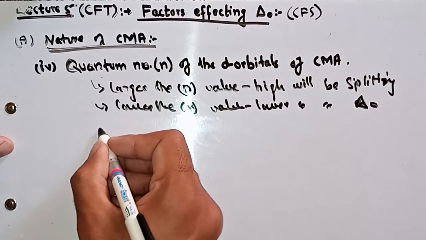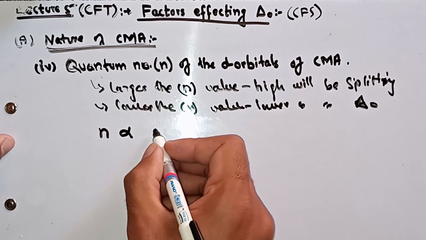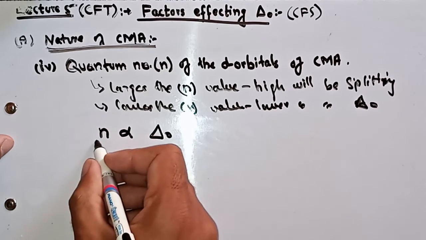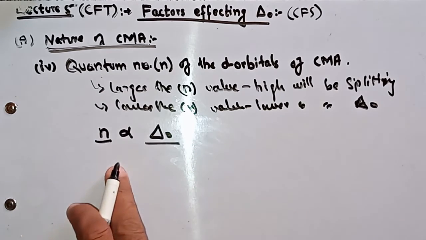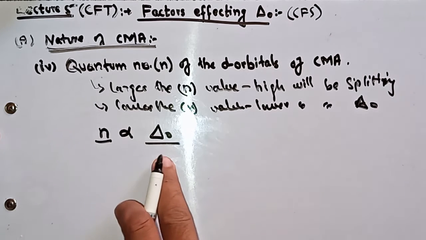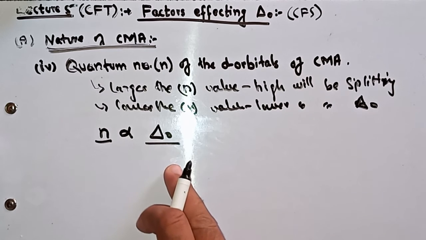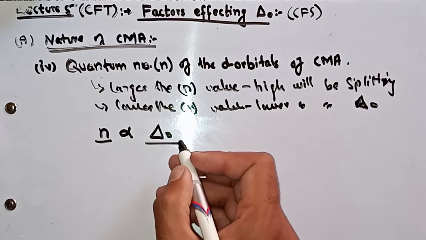It means that the principal quantum number n is directly proportional to del naught. A higher value of n means a higher del naught; the larger the quantum number, the larger the del naught value. So what is the reason behind this? Let's first do some examples.